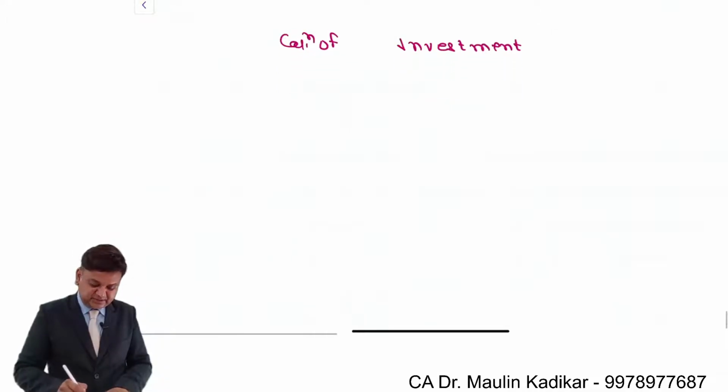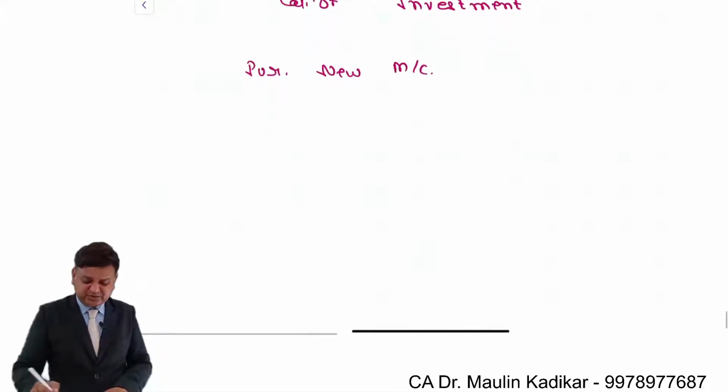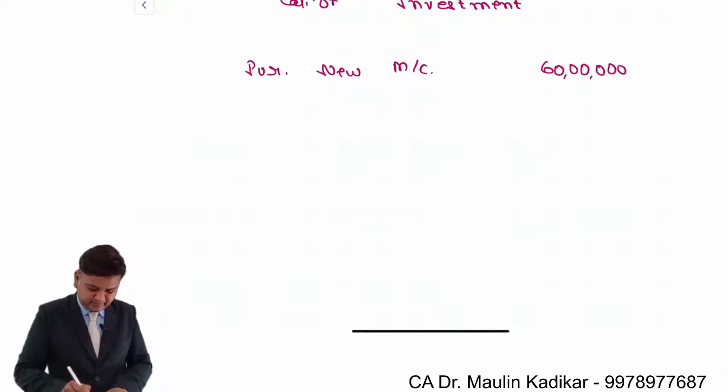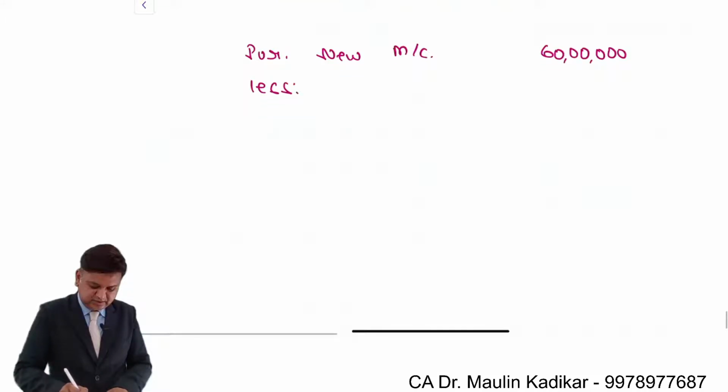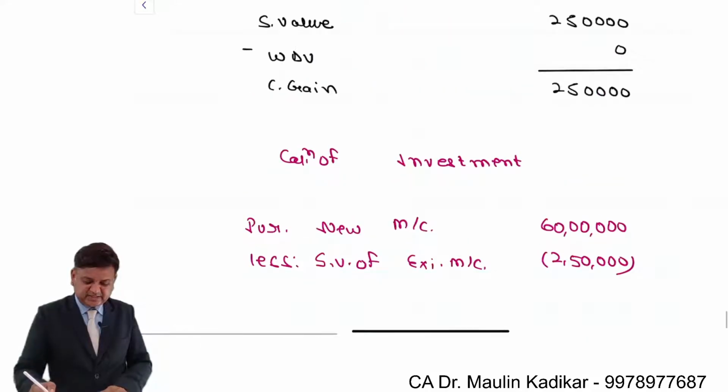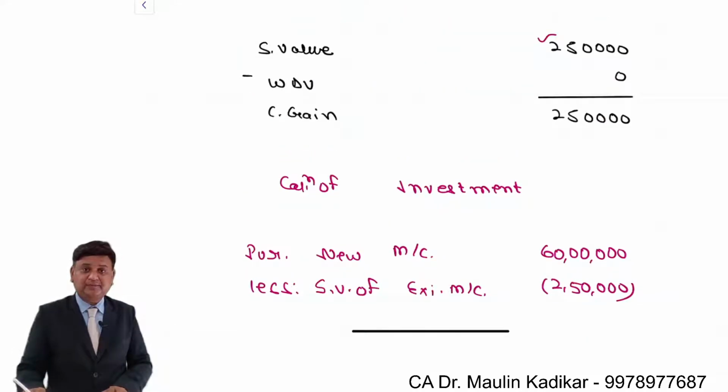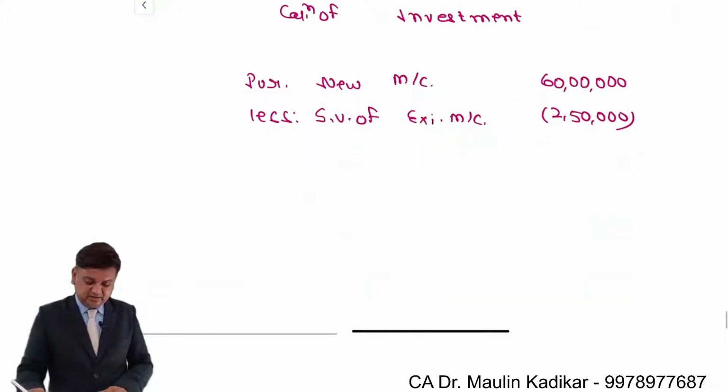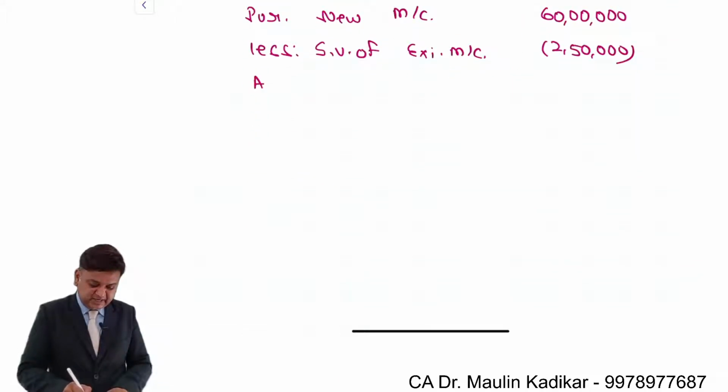We understand that, purchase new machinery. What is the purchase price of new machinery? 60 lakhs. Less sale value of existing machinery, 2,50,000, because the existing machinery can be sold for 250. That is a capital gain, so we are required to make capital gain tax payment.